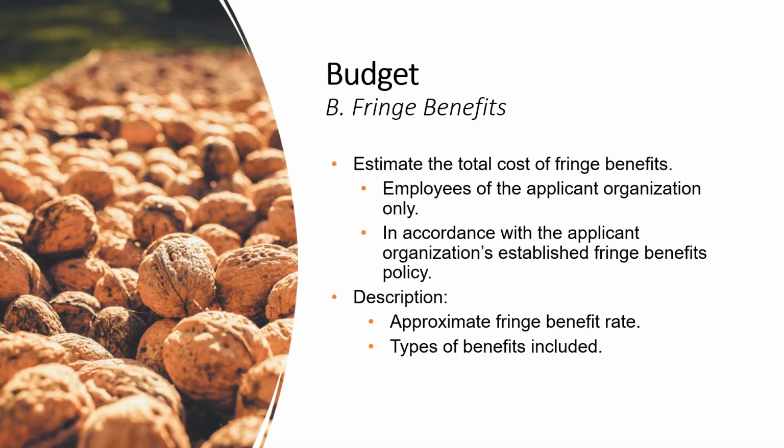Category B is fringe benefits. Fringe benefits include benefits like paid leave, health insurance, pensions, and unemployment, and are calculated as a percentage of an employee's salary. In the amount requested box, applicants should list the total estimated fringe benefits cost for employees of the organization, determined in accordance with the applicant's established fringe benefits policy. Please be sure to provide the approximate fringe benefit rate and the types of benefits included.